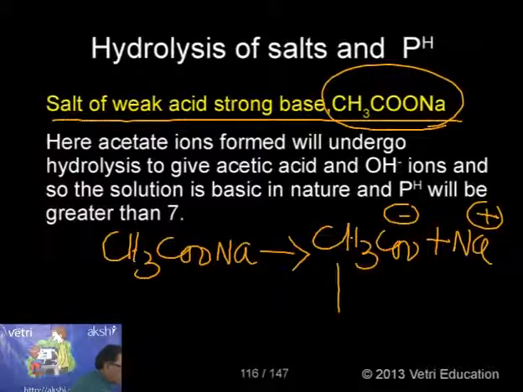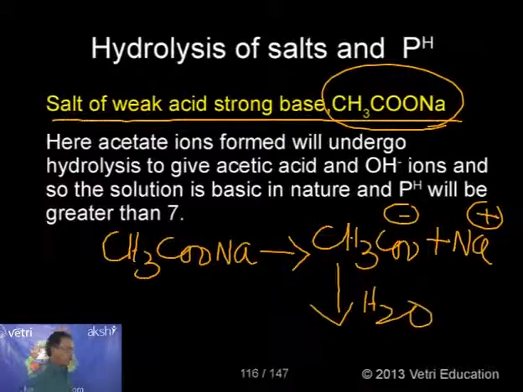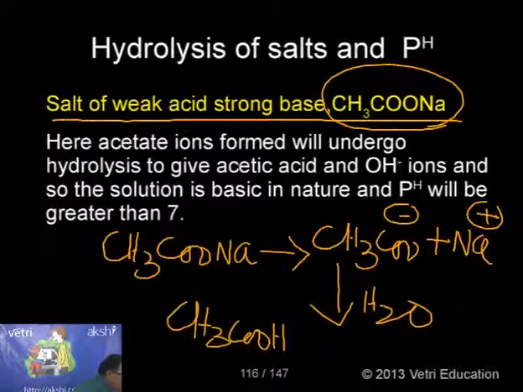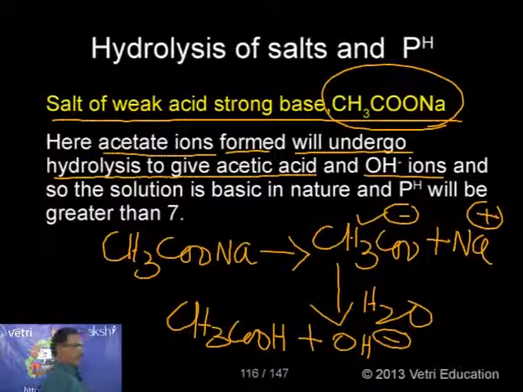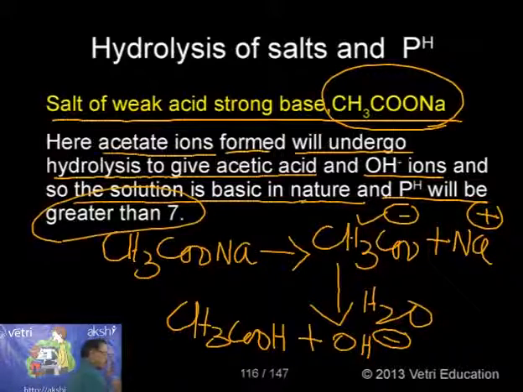This acetate ion, when you dissolve it in water, automatically produces acetic acid, a weak acid, plus OH minus. This is the interesting information. So the acetate ions formed during ionization will undergo hydrolysis to give acetic acid, a weak acid, and OH minus ions, and so the solution is basic. Because OH minus ion is present in solution, it is basic in nature. If the solution is basic, the pH will be greater than 7. So whenever sodium acetate is dissolved in water, the solution will be basic, and the pH value will be greater than 7. This is the most important information I want to give.